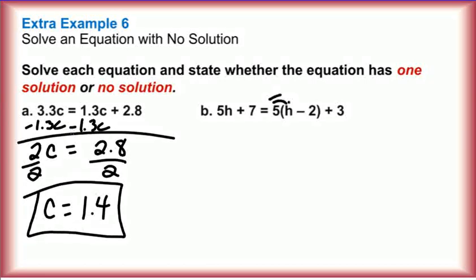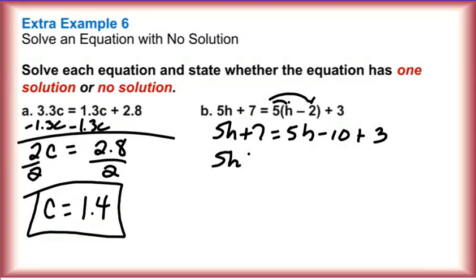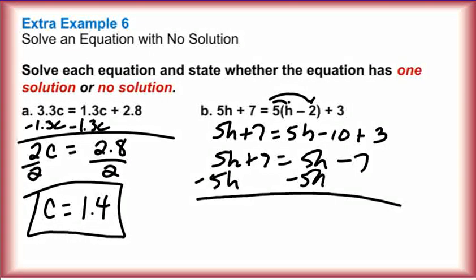Over here, distribute, so I have 5h plus 7 equaling 5h minus 10 plus 3. Combine like terms. I got 5h minus 7 over here. If I subtract 5h on both sides, I'm now left with 7 equaling negative 7. Well, 7 cannot equal negative 7, therefore it's no solution here.